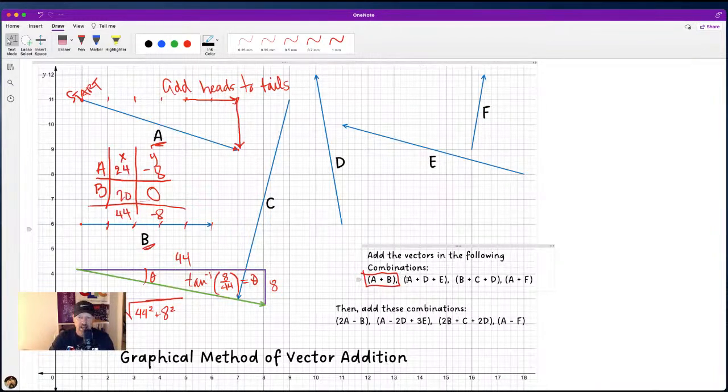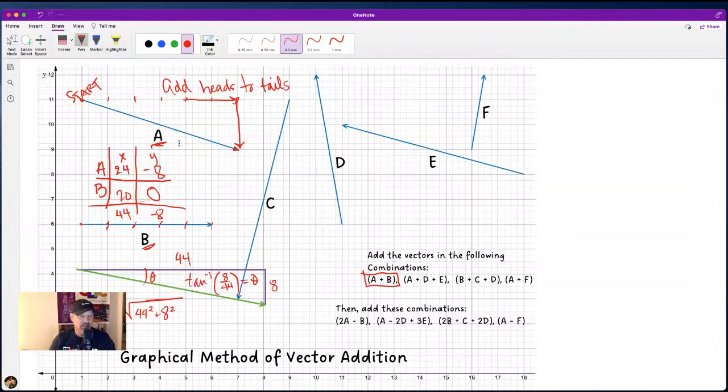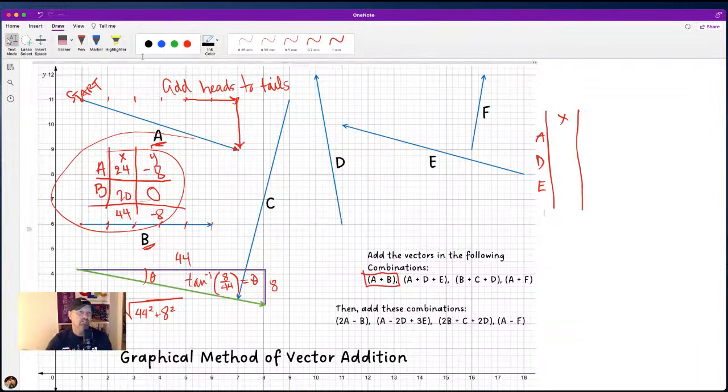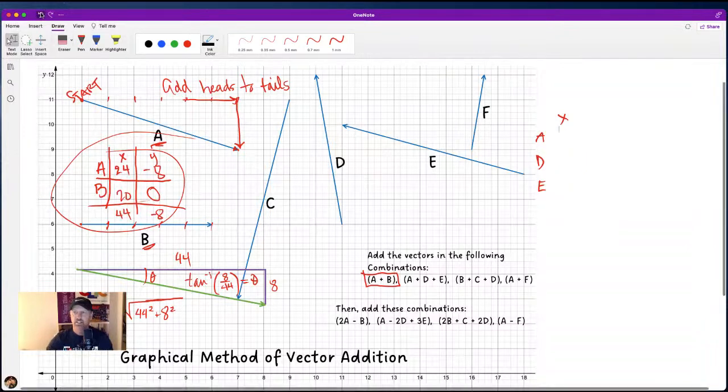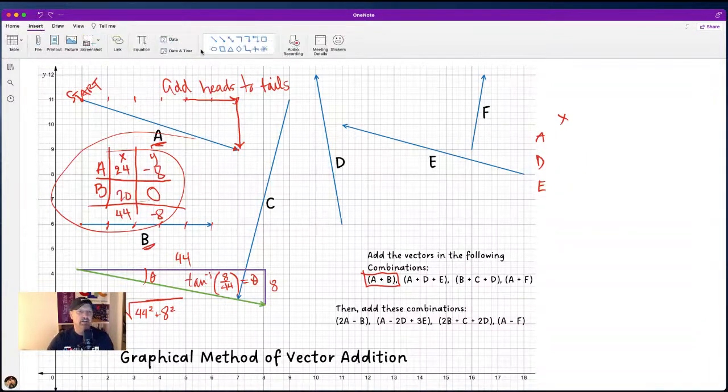If we're going to add A plus D plus E, we're going to make another chart, sort of like this one here, only this time we're going to have A, and then we're going to have D, and then we're going to have E, and we're going to have the X values. Oh, now I know. Hang on. Let's try that again. So we'll have the X values.